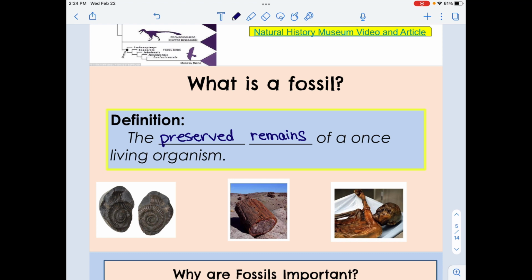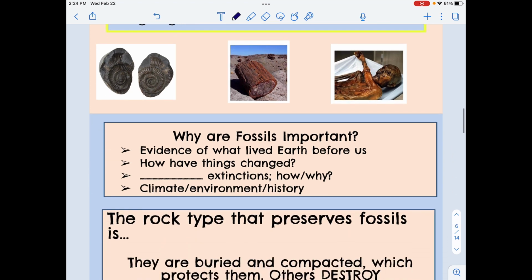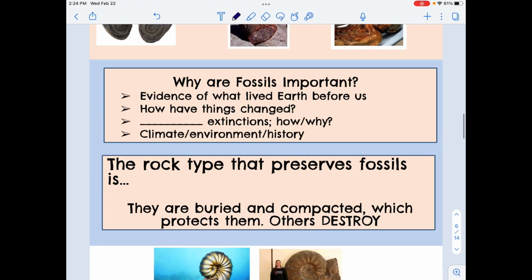All right. Now, why are fossils important? Well, fossils give us evidence of what lived on Earth before us and how things have changed. They show things like mass extinctions and can give us a little information about the how and why of what happened. They give us history of the climate, the environment. If you think about the giant sloth, like why are things like that not living on Earth anymore? We can start to piece some of that together with this fossil history.